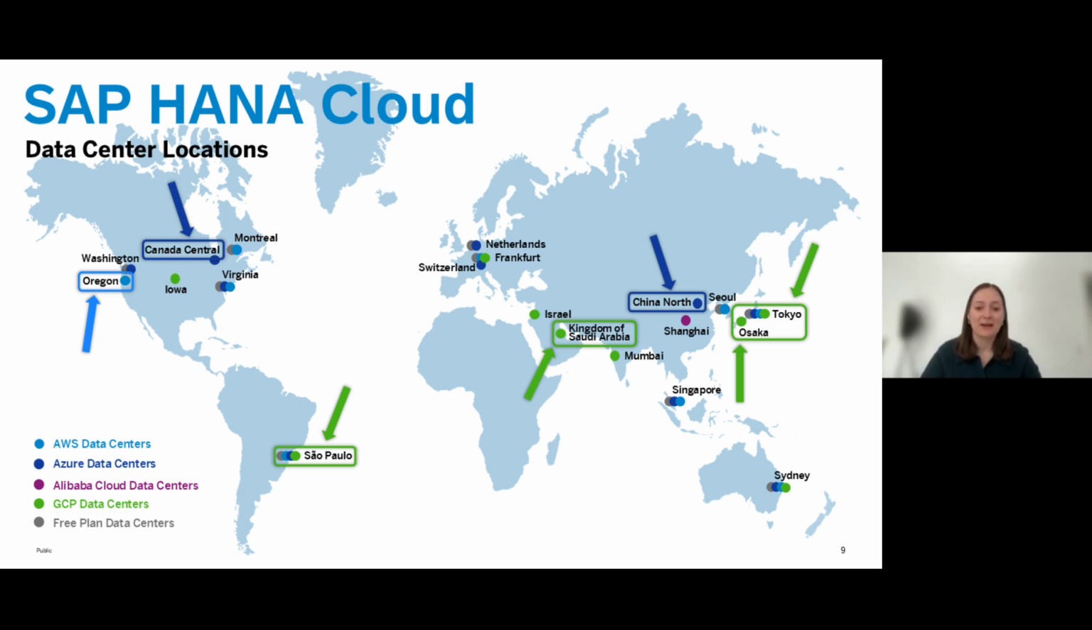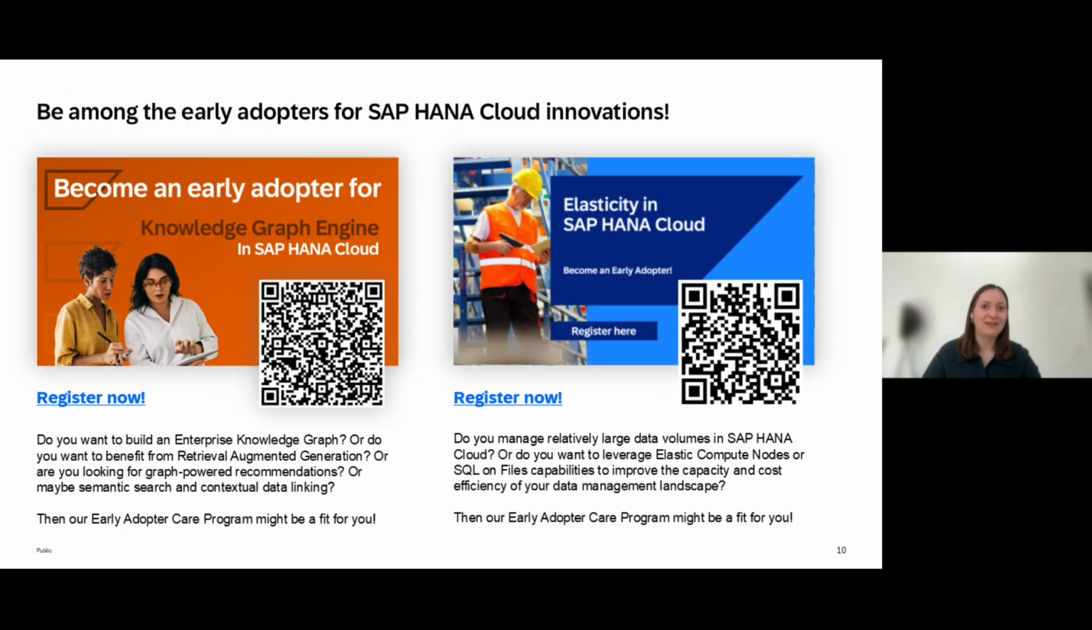they are needing. Last but not least, for the general update, we're talking a lot about innovations today. If you want to be at the forefront of innovation, I want to recommend our early adopter care programs. We're currently running two, one for the knowledge graph engine. You will just in a few seconds learn more about it, and one for the various elasticity topics in HANA Cloud, like large instances, SQL on files, and elastic compute nodes. So if you want to get customers in direct contact with product management and development and bring your projects to reality, I can definitely recommend to register for these programs today.